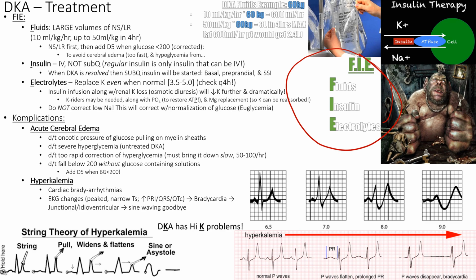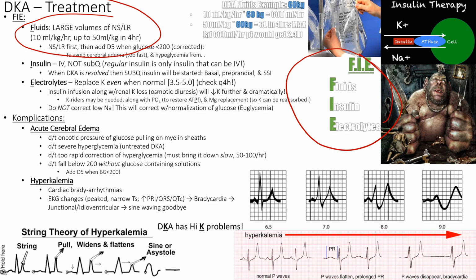We want to replace magnesium as well, because magnesium is responsible for putting those electrolytes back in the bloodstream, right? Working on the kidney protein transporters. So that's the idea with the major treatment: FIE, fluids, insulin, electrolytes, and an incredible amount of fluids, right? So it's 10 mLs per kilo per hour, up to 50 mLs per kilo per hour, or total in 4 hours.